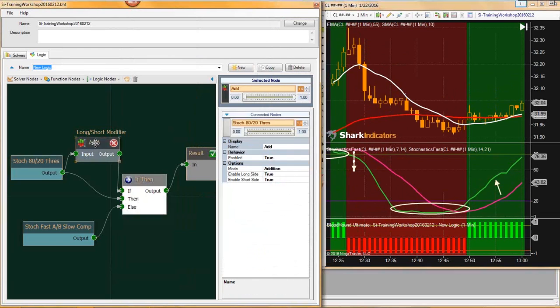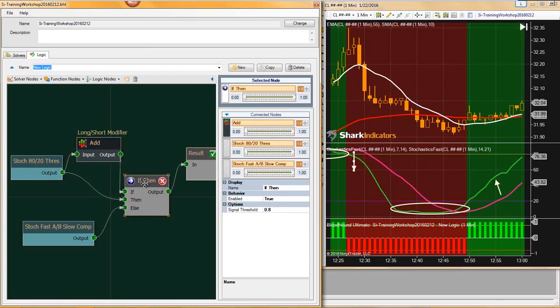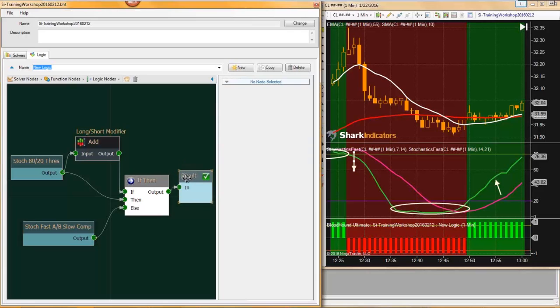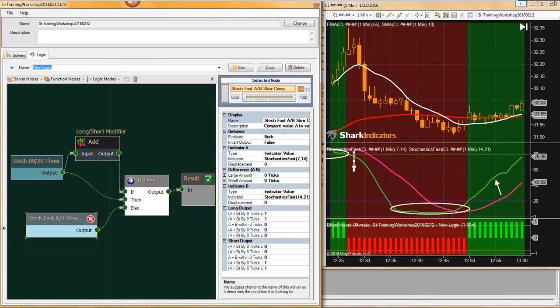The key here, I'd say, is that this is probably the most common way the if-then node is actually being used. And the key to getting it working is using the long-short modifier in the addition mode, like so. Alright, so that's Kirk's question there.